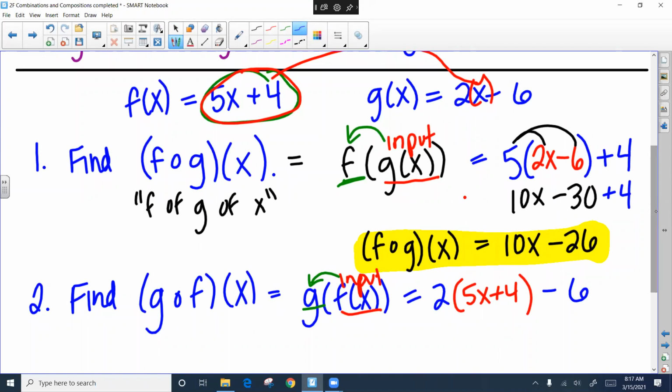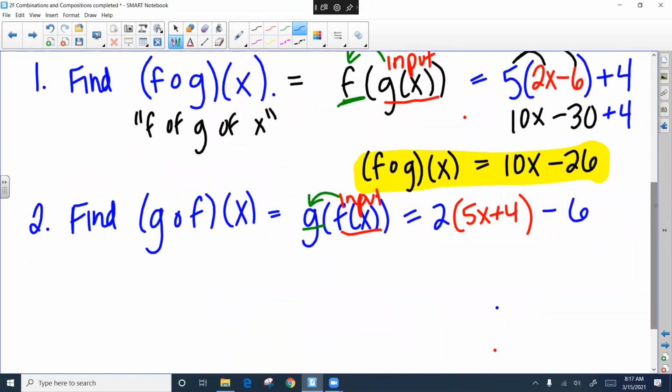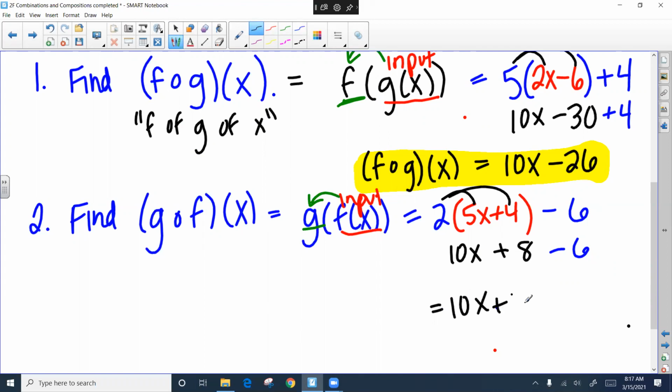Okay. So I took f of x and plugged it in here. After we plug it in, then it's just a matter of simplifying. So to simplify this, I'm going to distribute, so we get 10x plus 8 right here. And then don't forget, we still have that minus 6, so I could combine those. So our answer on this one is 10x plus 2. So this is g of f of x equals 10x plus 2. Okay. Hopefully now that looks a little more familiar.